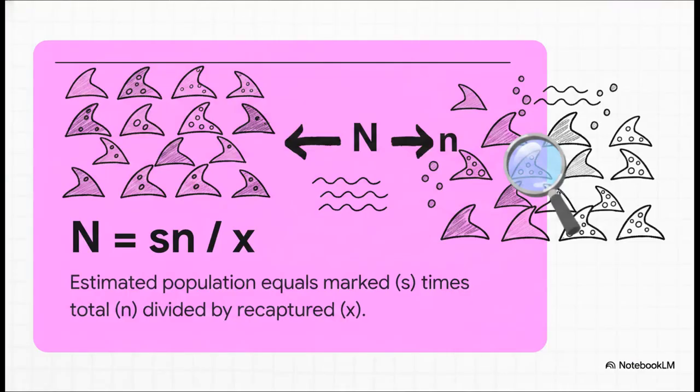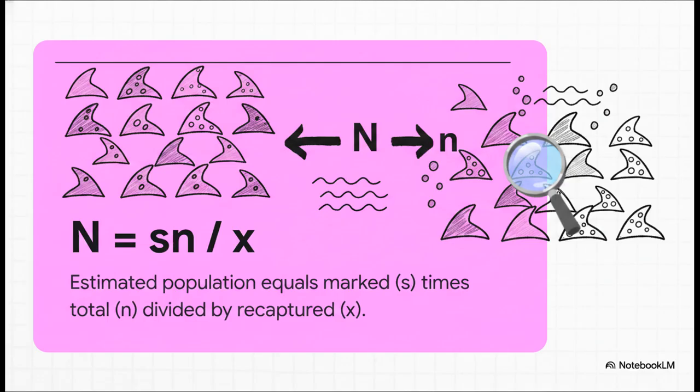To really visualize this, let's travel down to the coast of New Zealand, near the Banks Peninsula, to track the endangered Hector's dolphins. Now, obviously, you can't exactly catch a wild dolphin in a net very easily, so researchers used cameras instead. A photograph of a unique, distinct dorsal fin became the mark. And here's how the math plays out in the real world. Total population equals S times N divided by X. Let's plug in our real dolphin data.